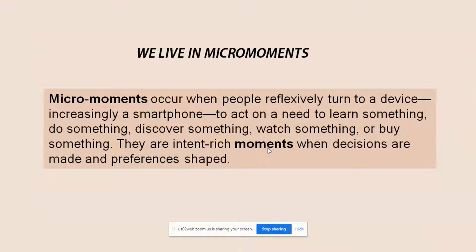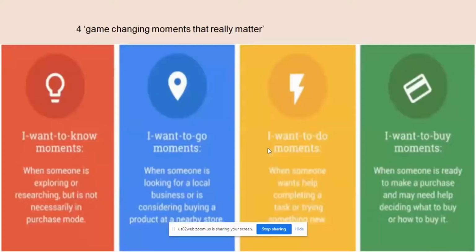So what are these micro moments? These micro moments occur when people reflexively turn to a device, increasingly, of course, their smartphone, to act on a need to learn something, do something, discover something, watch something, or buy something. And they are intent-rich moments when decisions are made and preferences are shaped. So these are very, very important moments for everyone, for a doctor, for a hospital, for parents. A lot is happening in these moments, and everything is happening on smartphones, because people are searching that particular content on their phones or maybe on their laptops.